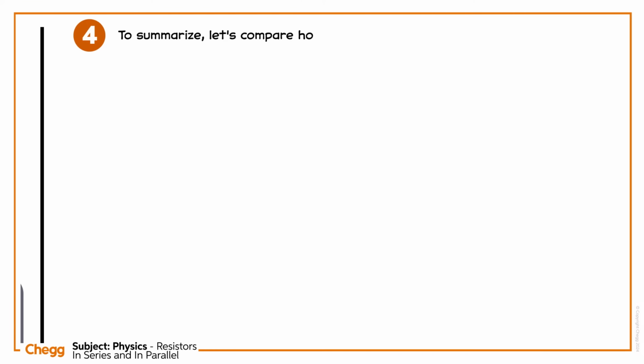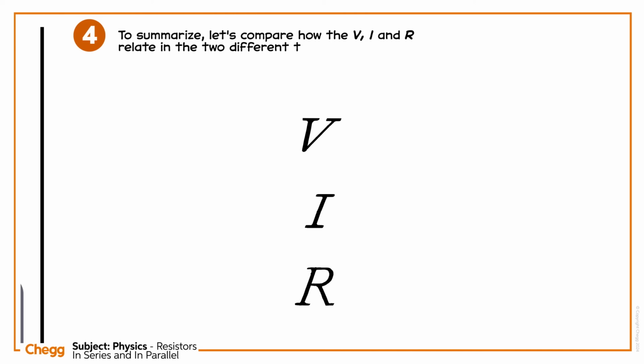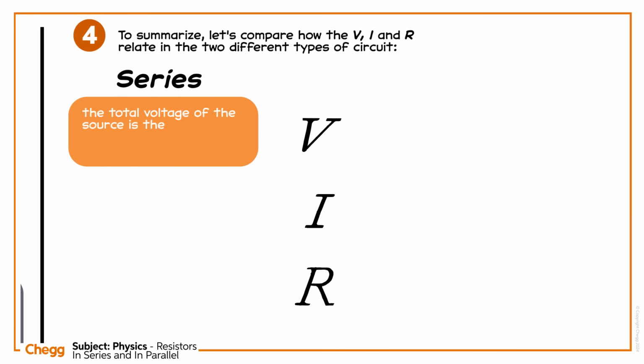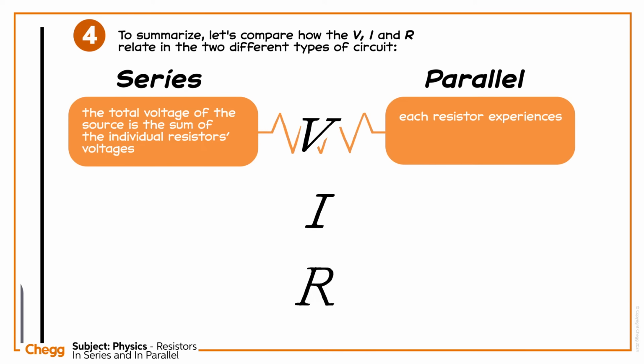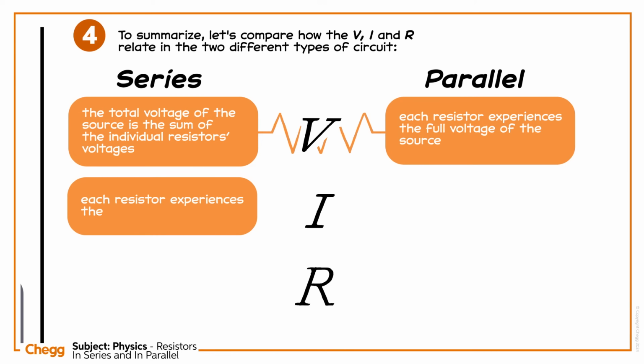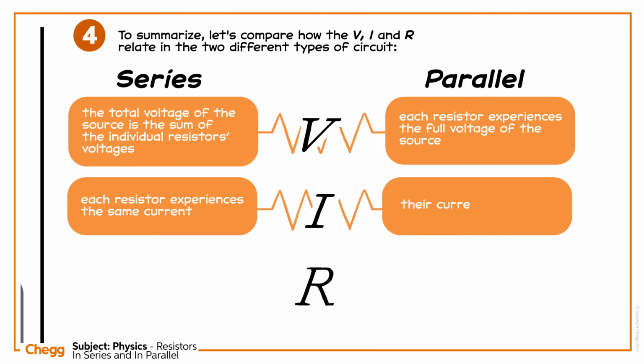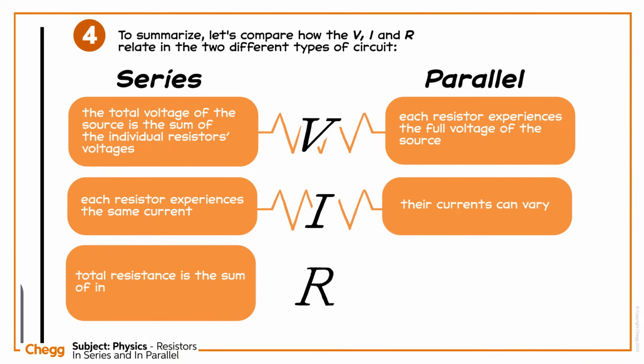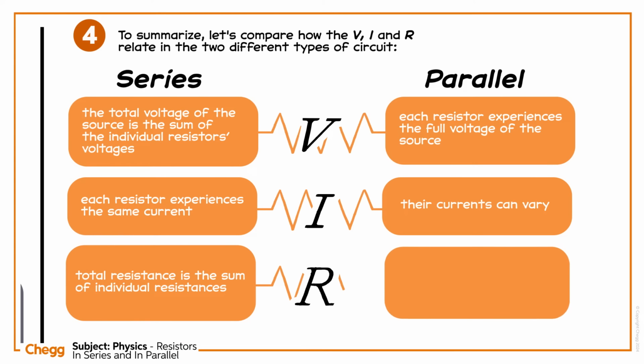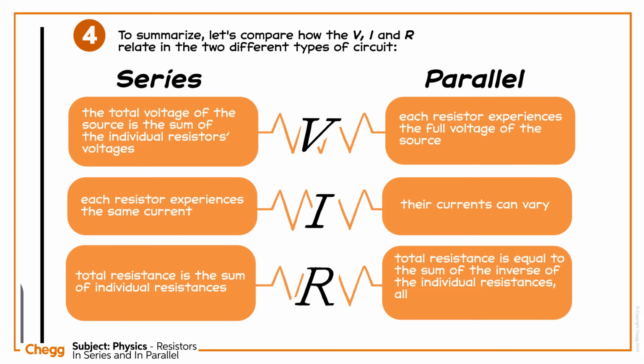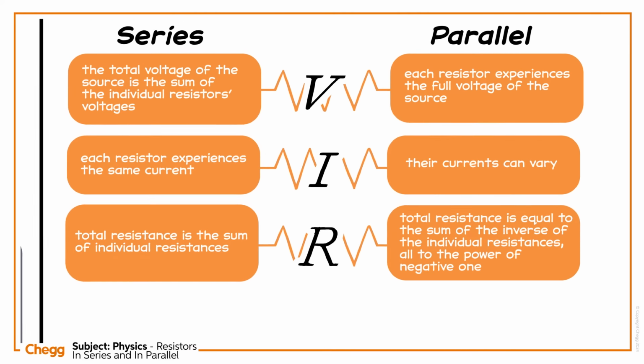To summarize, let's compare how the V, I, and R relate in the 2 different types of circuit. In series, the total voltage of the source is the sum of the individual resistors' voltages. In parallel, each resistor experiences the full voltage of the source. In series, each resistor experiences the same current, but in parallel, their currents can vary. Finally, in series, total resistance is the sum of individual resistances, while in parallel, the total resistance is equal to the sum of the inverse of the individual resistances, all to the power of -1.